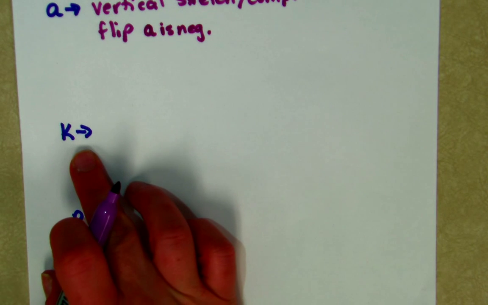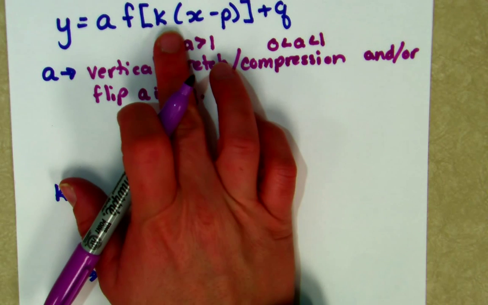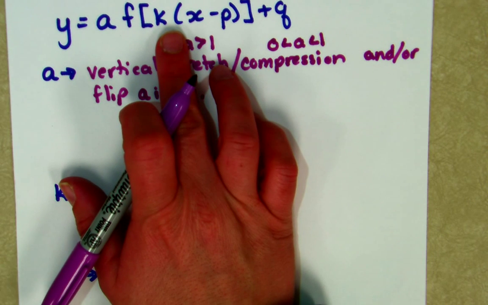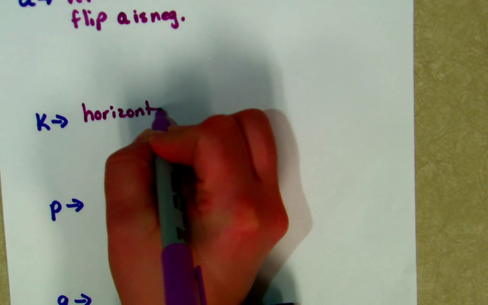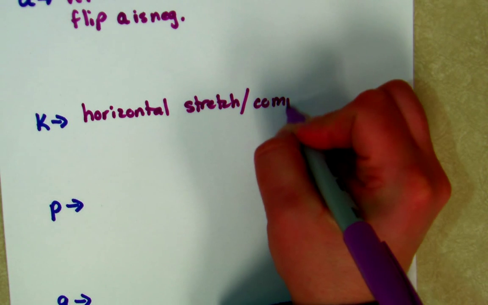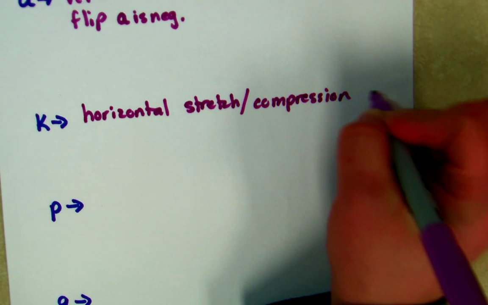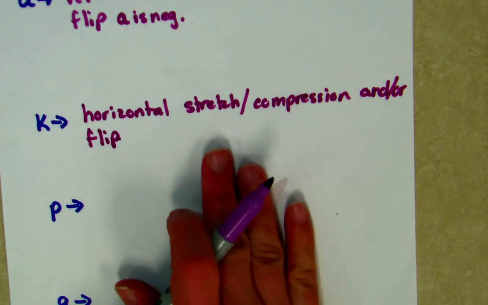M's, you don't have to worry about writing down K, but U's, we're going to look at it. This was the part D, or the number that was multiplying inside the square root for the activity. So K is the same type of thing, but now it's going to be a horizontal stretch or compression and or a flip.